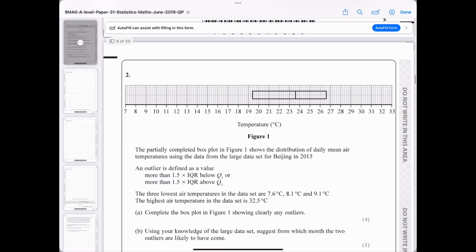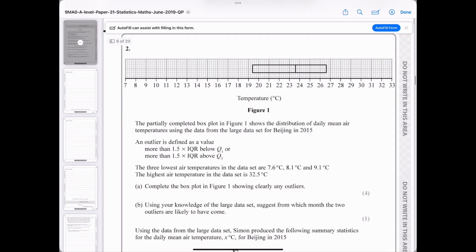Simply because it's really hard to do. This is the second question, the stats paper. The problem isn't to do with the maths, it's to do with where I can write. Anyway, this is a partially completed box plot for figure 1, and it shows the distribution of the daily mean air temperatures using the data from a large data set for Beijing in 2015.